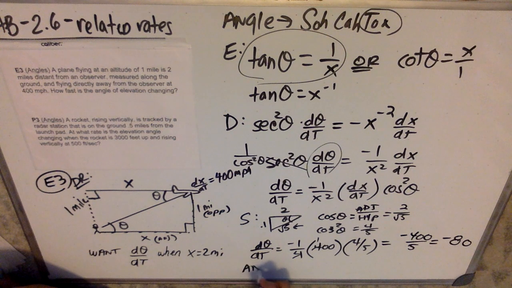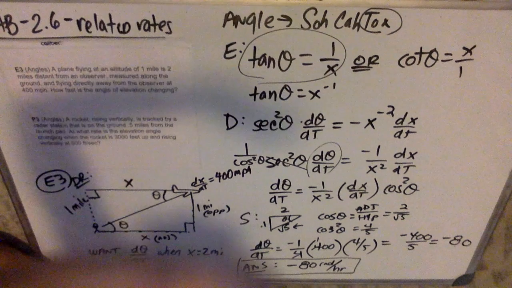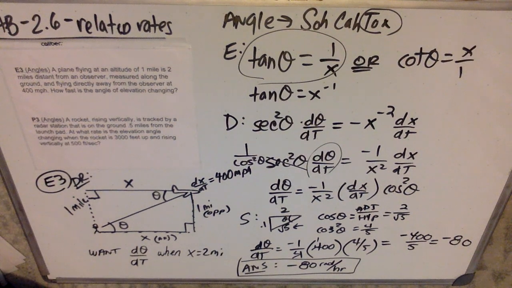So my answer is a negative 80, and then theta is measured in radians, right? And time is measured in hours. And they said how fast is it changing, so you want to keep the negative, because the negative indicates that the angle is getting smaller. So you do want to answer with the negative. If they said how fast is the angle decreasing, well, then you wouldn't need the negative, because the negative is telling you the angle is getting smaller.